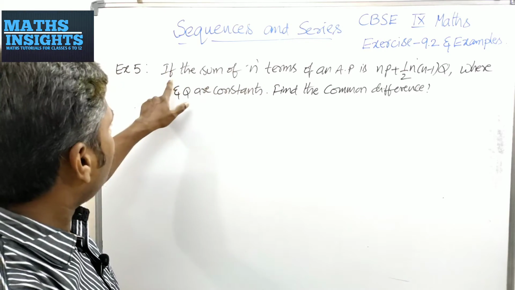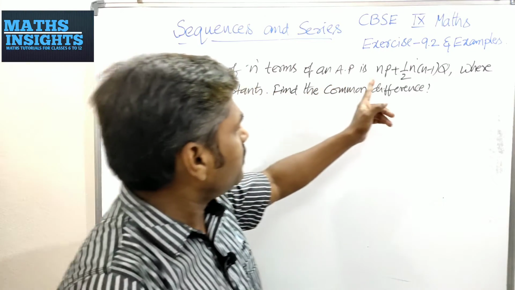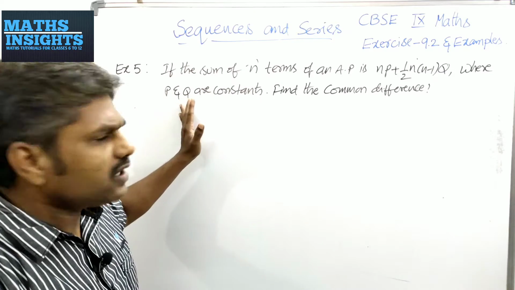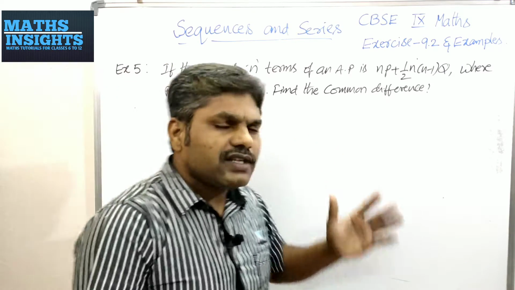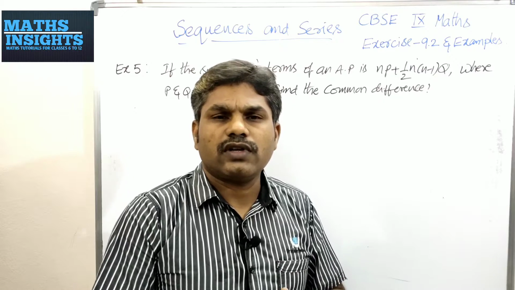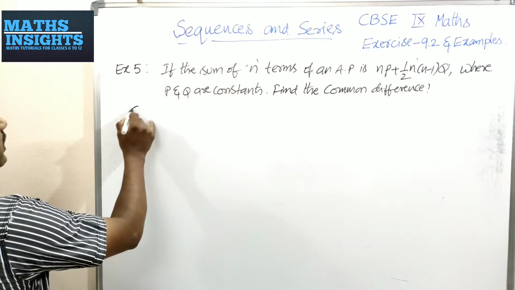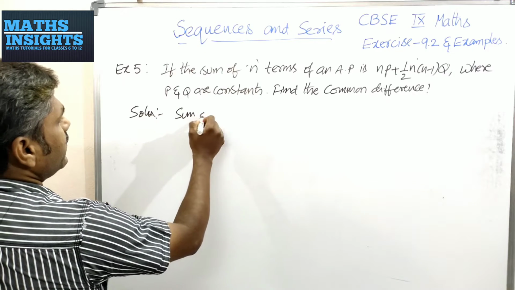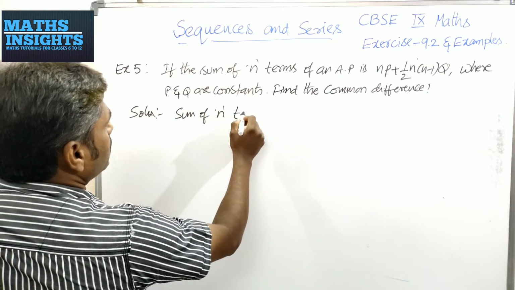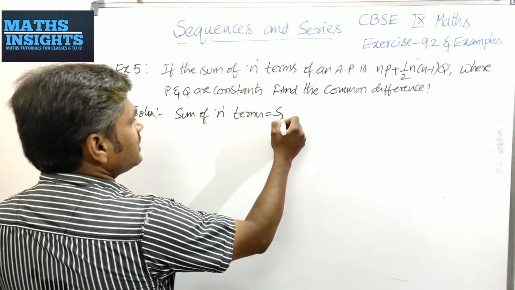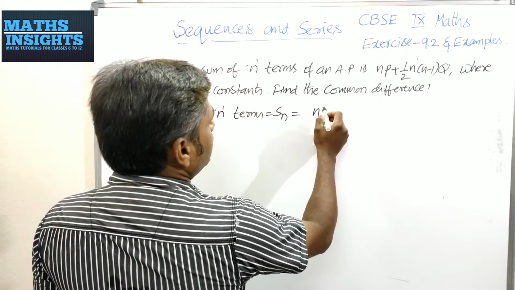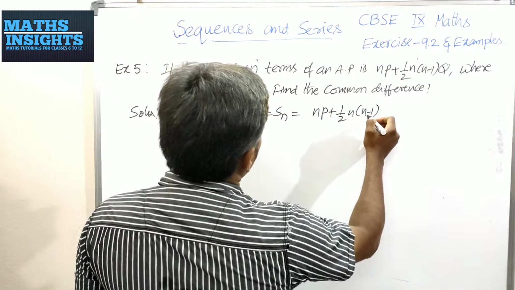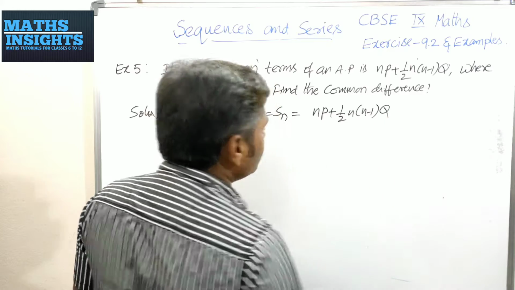Example 5, they are asking: if the sum of n terms of an AP is given, where P and Q are constants, find the common difference. Very simple. Whatever they have given, you have to write first. Solution: sum of n terms, Sn is equal to n into P plus 1 by 2 n into n minus 1 into Q.